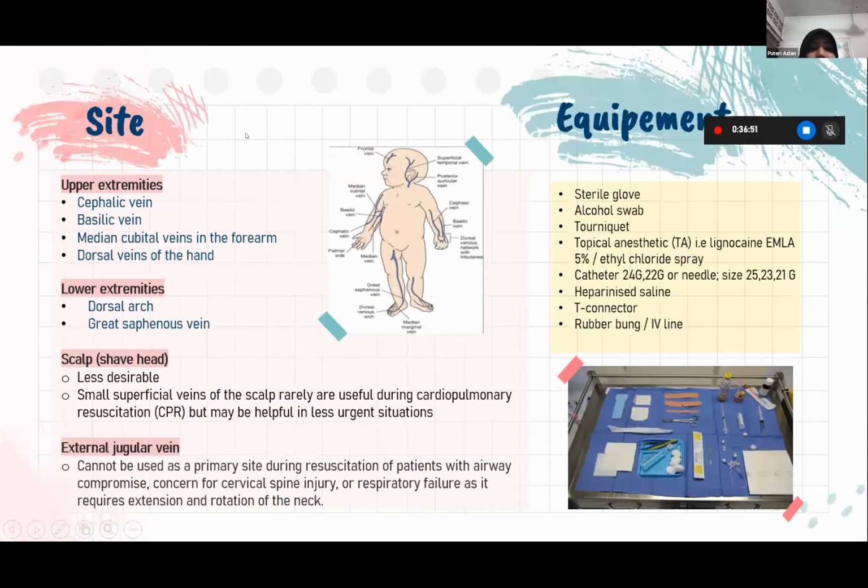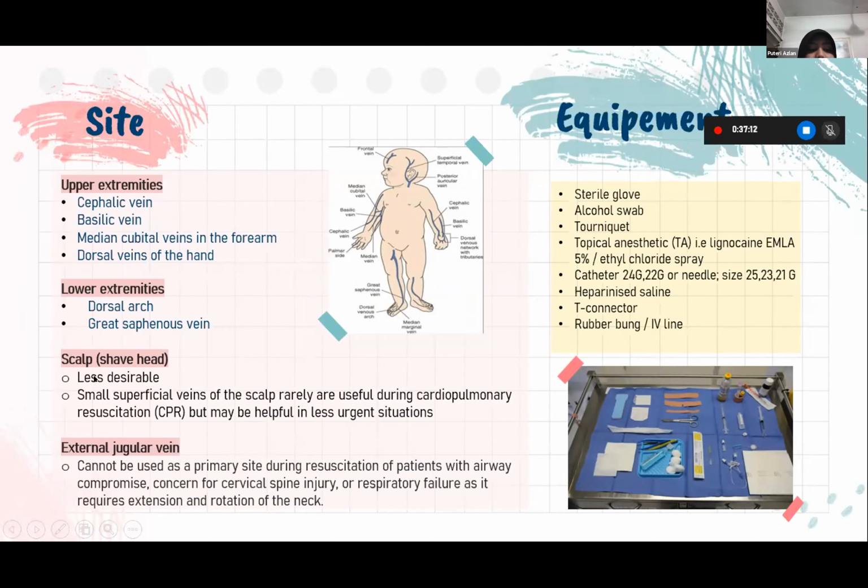For the site, there are 4 sites: upper extremities, lower extremities, scalp, as well as external jugular vein. For the upper extremities, usually a dorsal vein of the hand, but we can also use the cephalic vein, basilic vein, and median cubital veins in the forearm, all as illustrated in this picture. For the lower extremities, the dorsal arch, as well as the great saphenous vein.